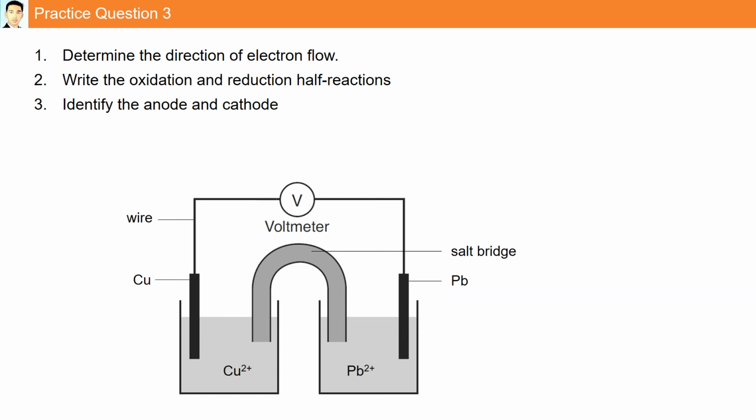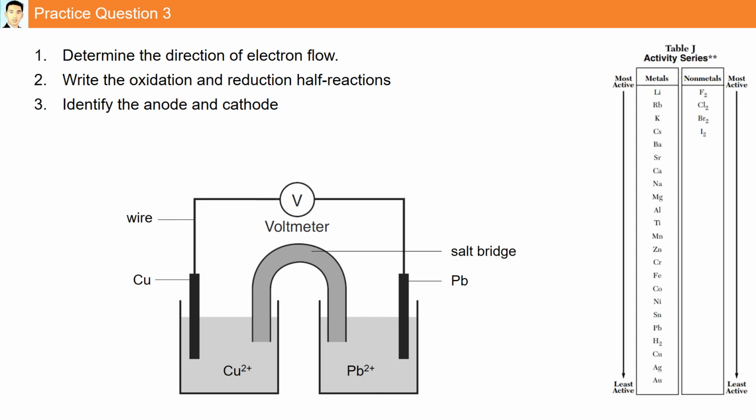Practice question 3. Determine the direction of electron flow, write the oxidation reduction half reactions, and finally identify the anode and cathode. In this example, we are given a copper electrode and a lead electrode, Cu and Pb. What is the direction of electron flow? We go to reference table J. We identify that Pb is above copper. So the electrons now are going to flow from lead to copper. It's going to go from right to left, from lead to copper, from Pb to Cu.